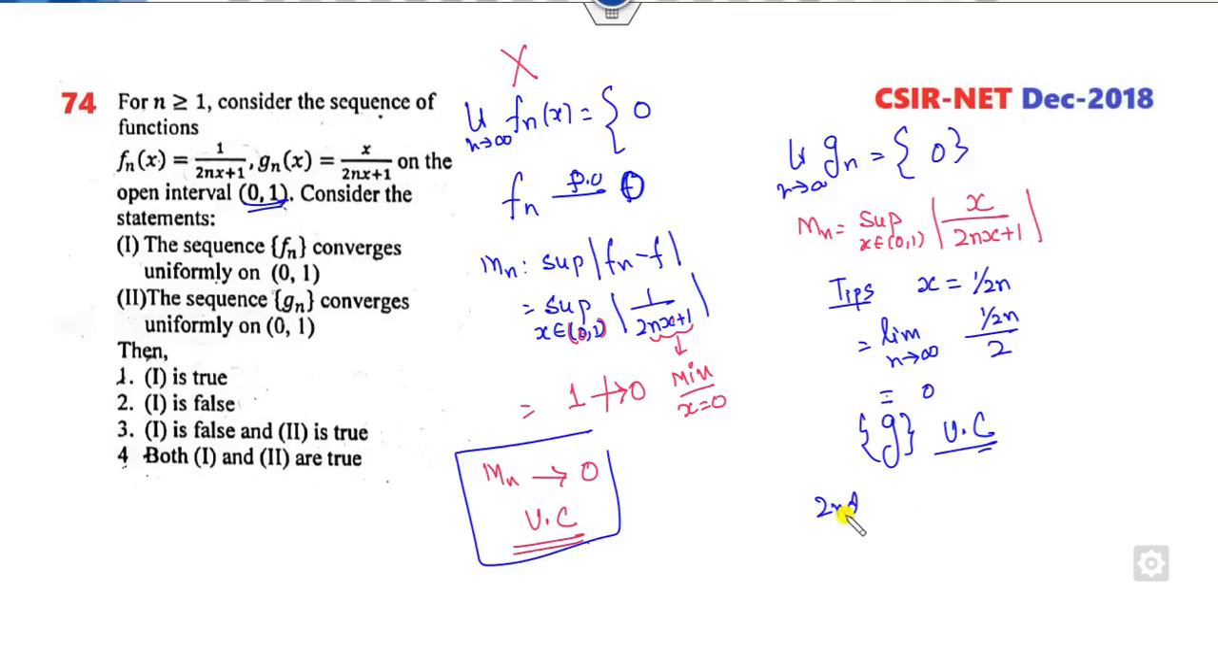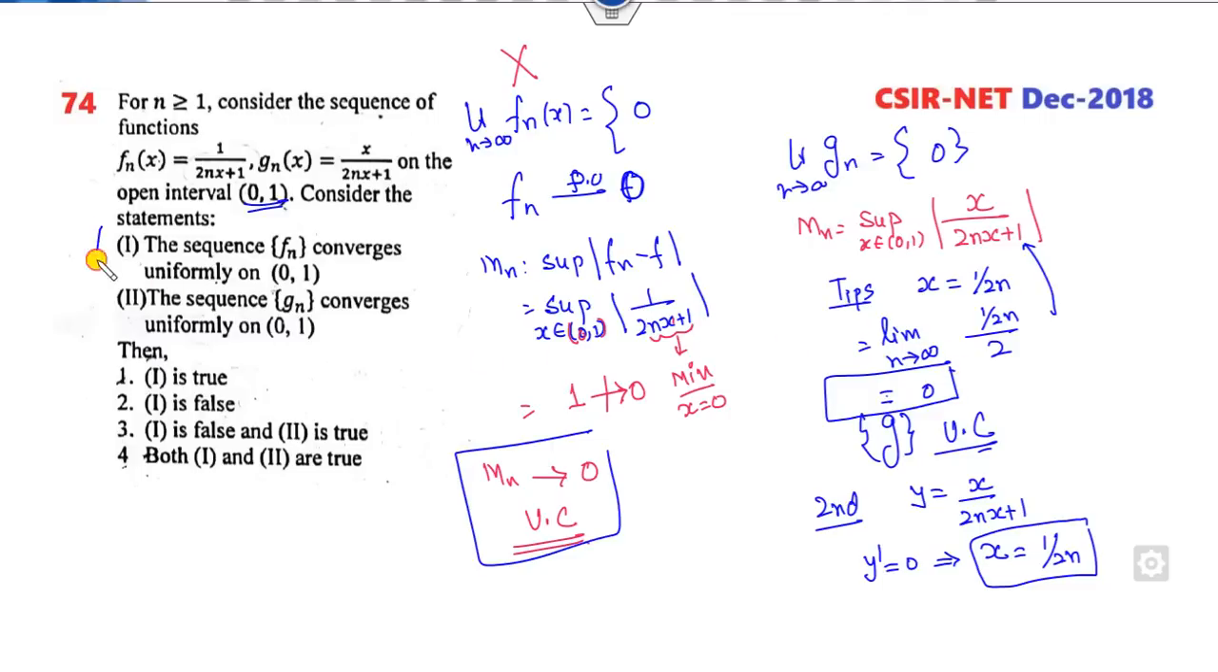The second method, as I discussed earlier, is to take y equal to 2nx plus 1. You can substitute y dash equal to 0 and find the value of x. You can try to do it. Again you will get x as 2 by n. If I substitute x equal to 2 by n here, you will get the limit 0. So f is not uniformly convergent, g is uniformly convergent. So the second is true, the first is false, which is the right answer of this problem.